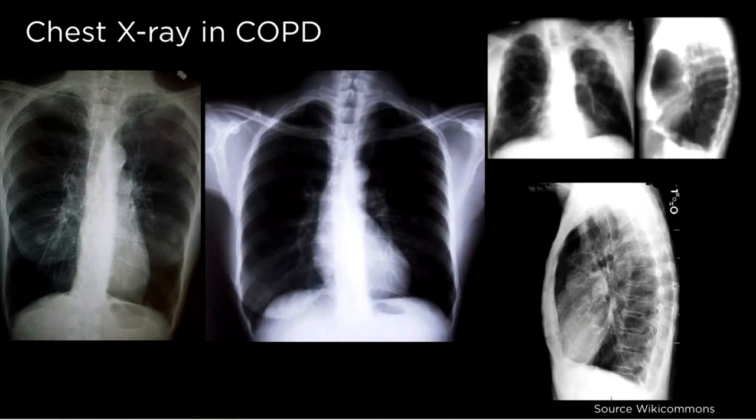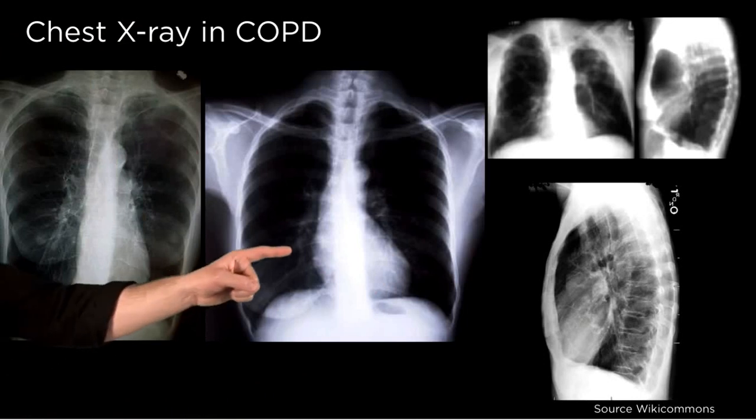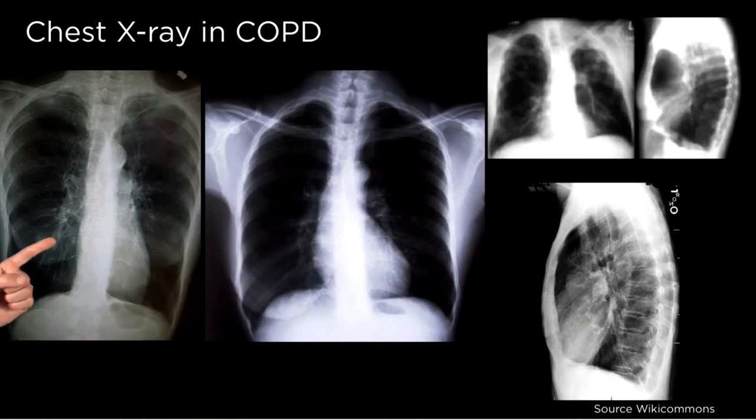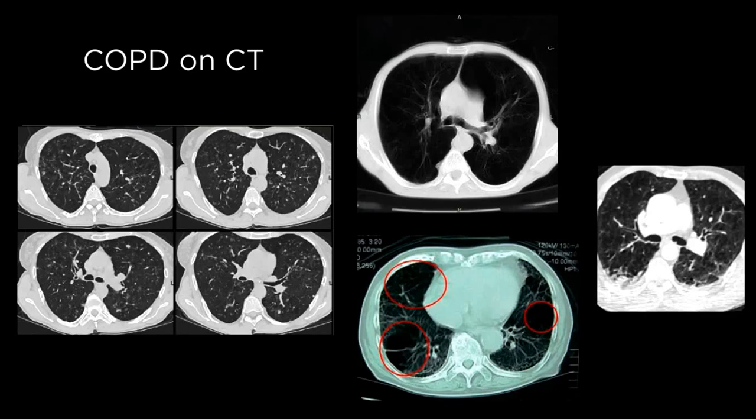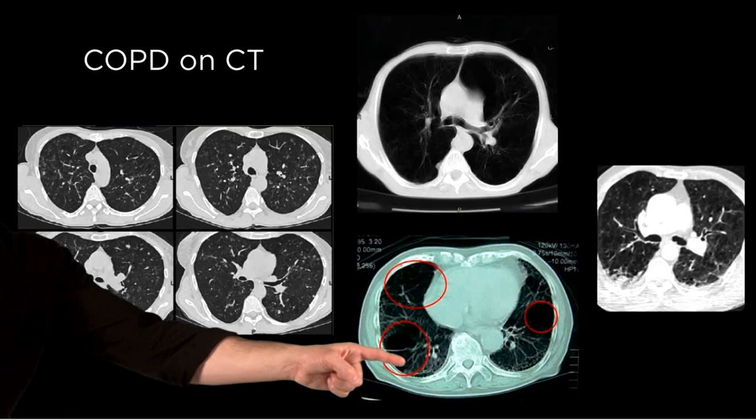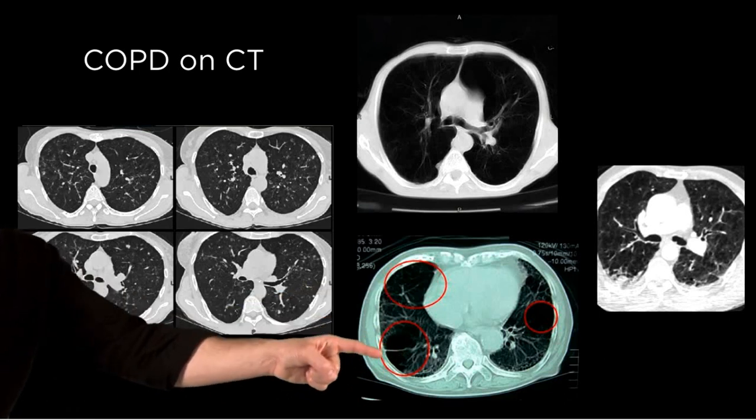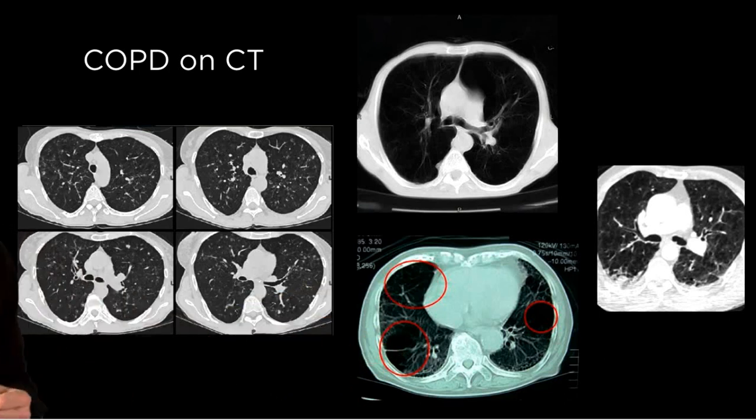Oh, well, what are we seeing here? Well, we're seeing a normal x-ray over here, an abnormal over here. Oh, we're seeing a person, you see the circled things? Well, you see what this is? That's bullae.